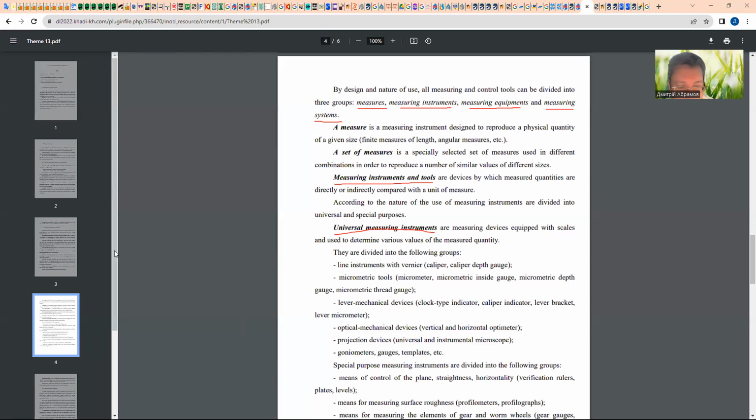Next type is special purpose measuring instruments. Special purpose measuring instruments are divided into the following groups: means of control of plane, straightness, horizontality, verification rulers, plates, levels. Means for measuring surface roughness: profilometers, profilograph.